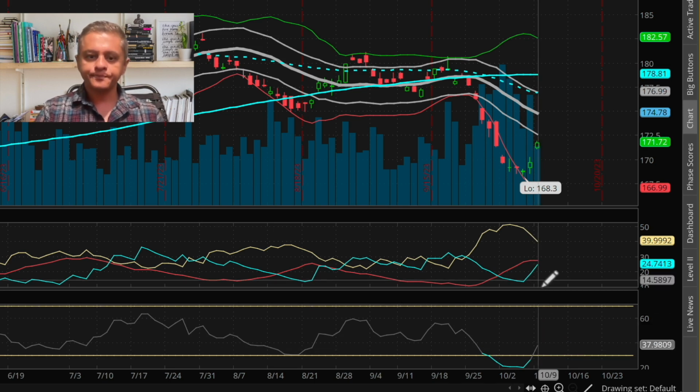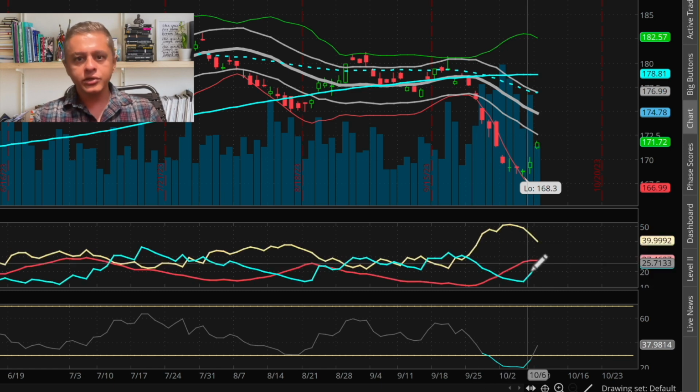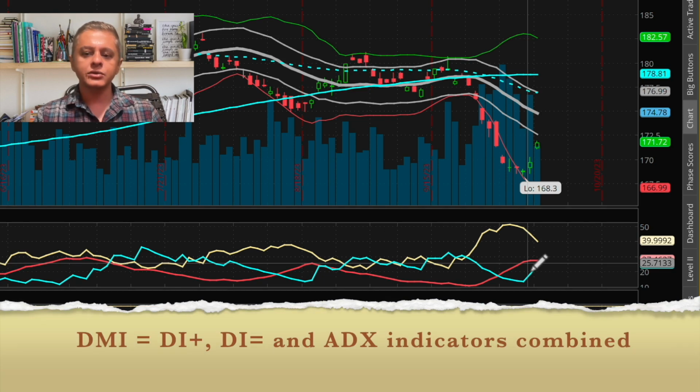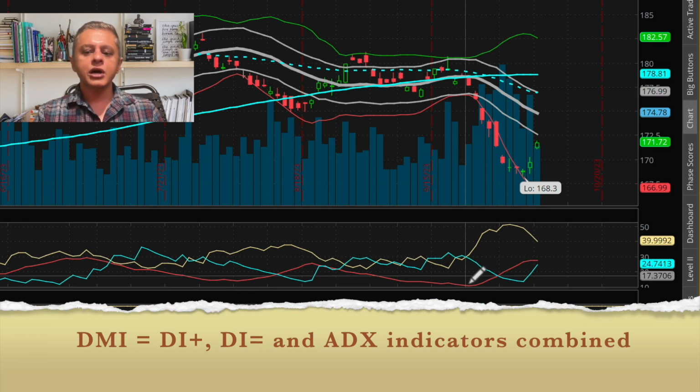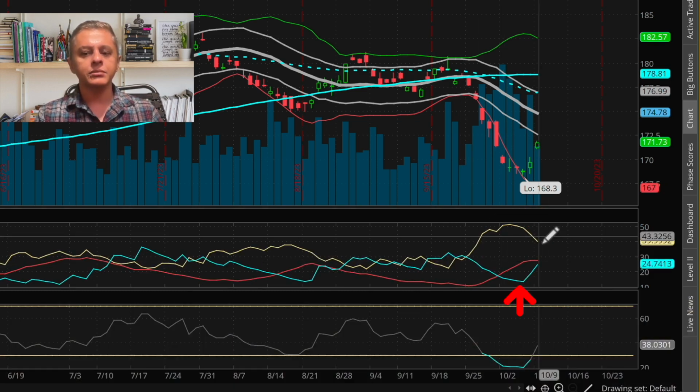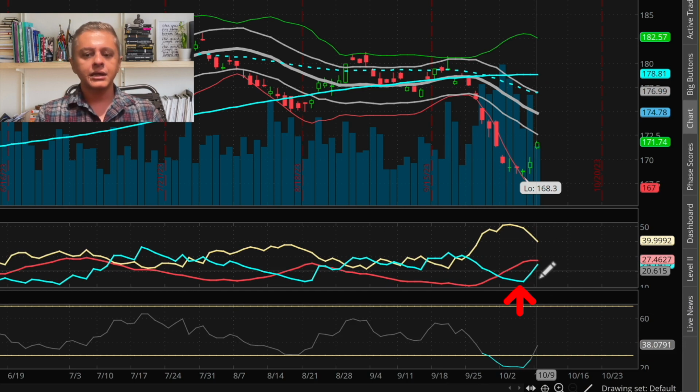So the DMI indicator, you can read about it in my book if you want, or watch a YouTube video. It's really simple. It comprises three components. There is something called ADX, which is this red line. My colors have switched in this video, so pardon me for that. But the yellow line at the top is called the DI minus. The blue line at the bottom is called DI plus. Now I usually keep the DI plus color as green and the DI minus as red.